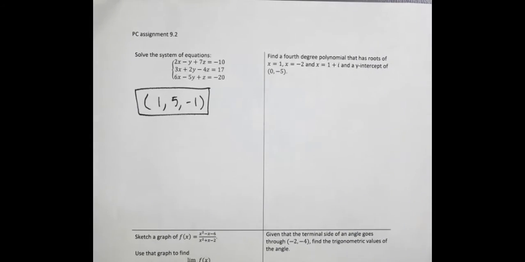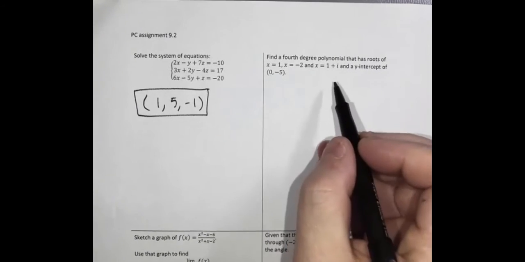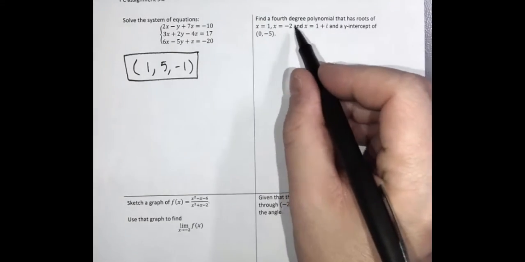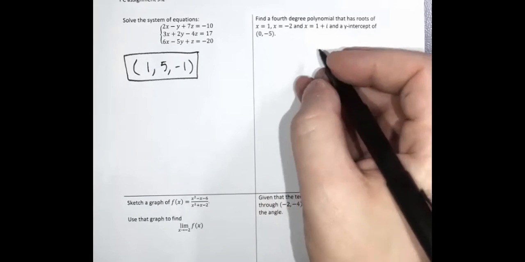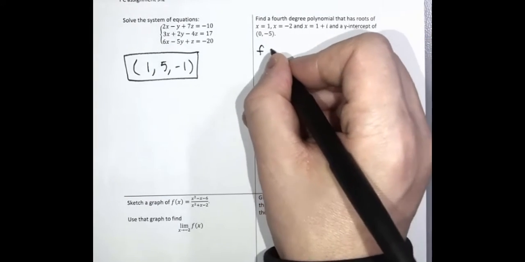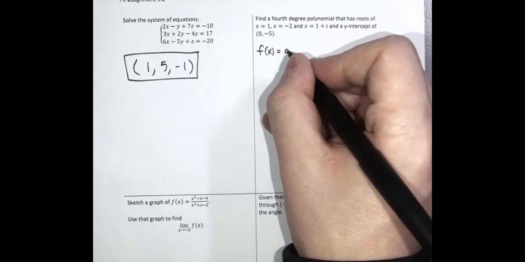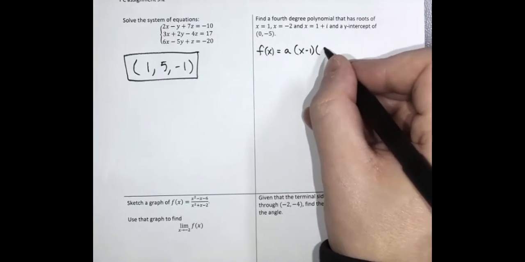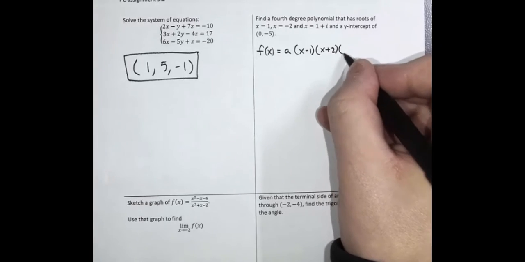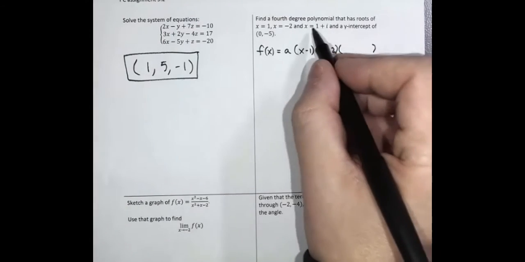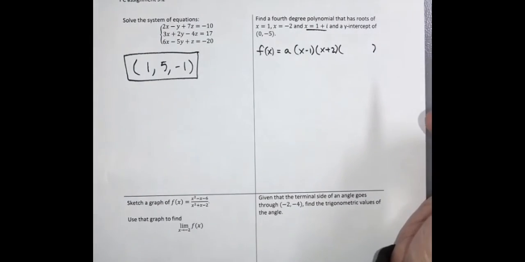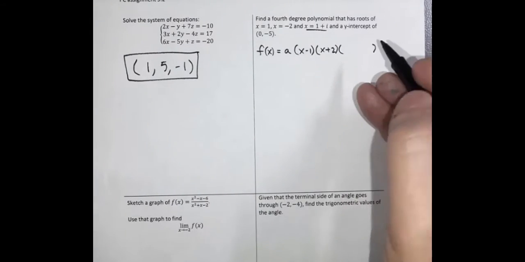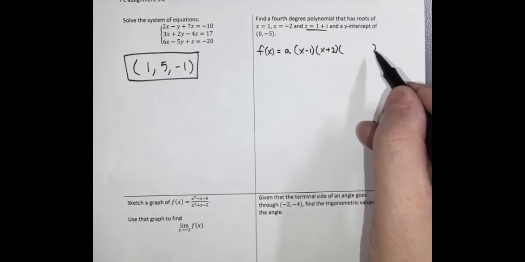Okay, second problem is find a fourth degree polynomial that has roots of 1 and -2 and 1 plus i. So f of x will be equal to some a multiplied by x minus 1 multiplied by x plus 2 multiplied by some quadratic that has 1 plus i as a root. And I'm going to assume it's a real valued polynomial, real coefficients on the polynomial. So I need to figure out that quadratic.